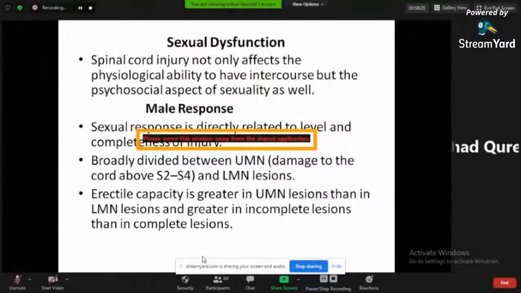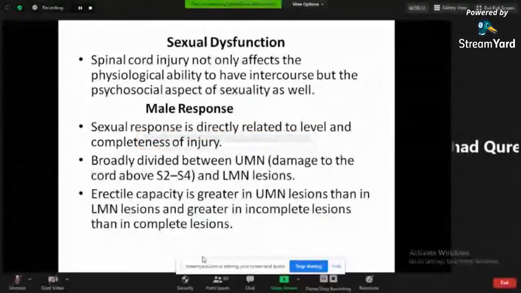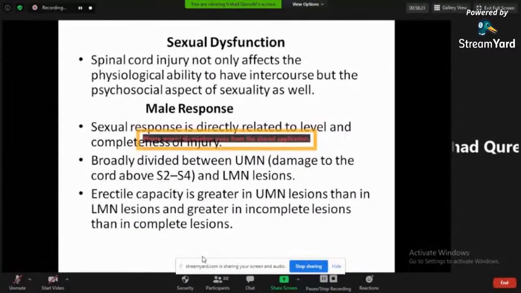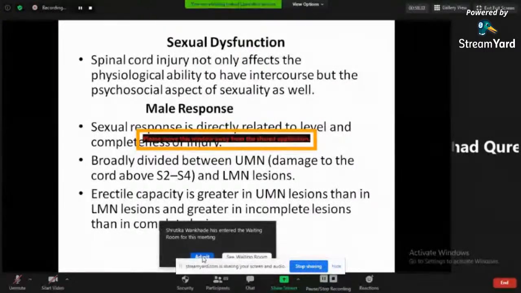Very bothering problem, that is your sexual dysfunction. Spinal cord injury not only affects the physical ability to have intercourse, but also the psychological aspect of sexuality, as well as male responses among the sexual dysfunction. This is the male response. It is directly related to the level and completeness of the injury, broadly divided into upper motor and lower motor neuron lesion. Erectile capacity is greater in upper motor neuron lesion than in the lower motor neuron lesion, greater in incomplete lesion than in complete lesion.